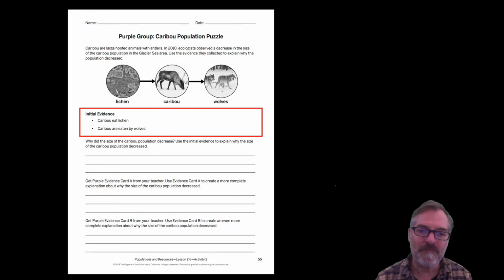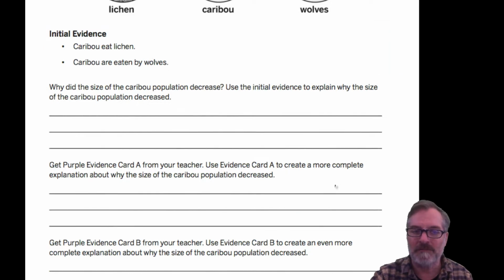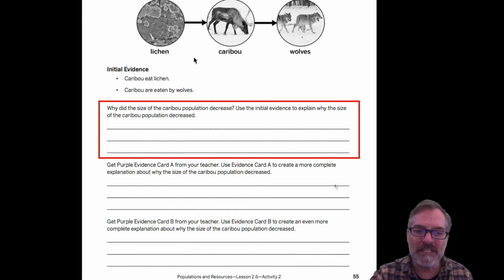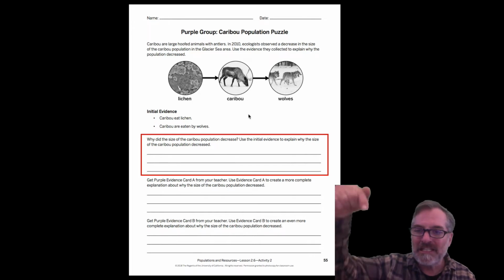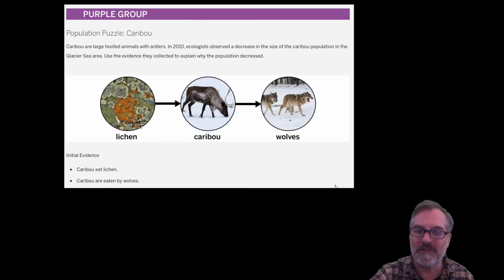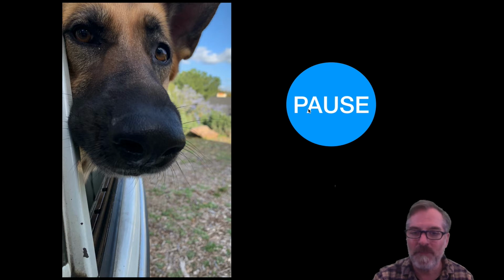All right. Now we want to look at the initial evidence that caribou eat lichen and caribou are eaten by wolves. So we've got that from this diagram here. Now, from this initial evidence, you need to come up with an explanation of why the caribou population is decreasing using this initial evidence. Okay, so again, let me repeat. Here's the initial evidence. Caribou eat lichen. Caribou are eaten by wolves. What is causing the caribou population to decrease? So right now, if you would go ahead and pause the video and answer that question. Go ahead and pause the video.